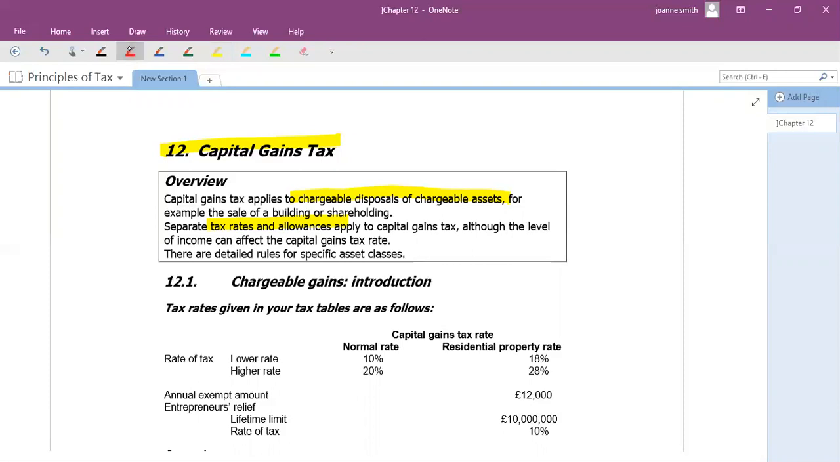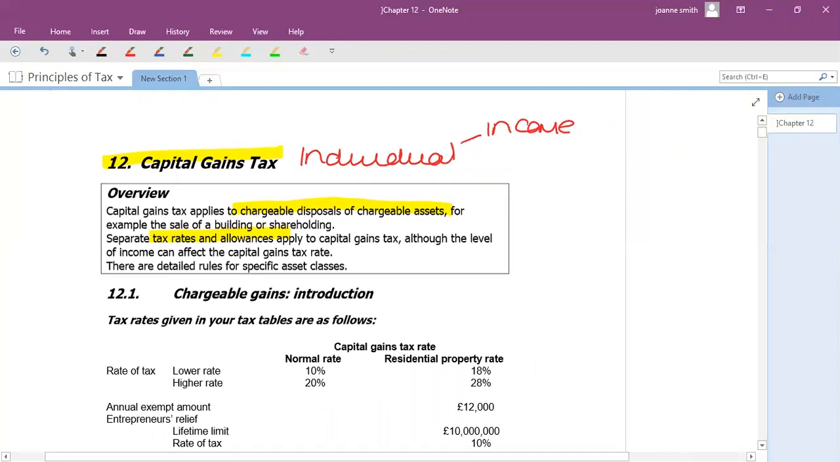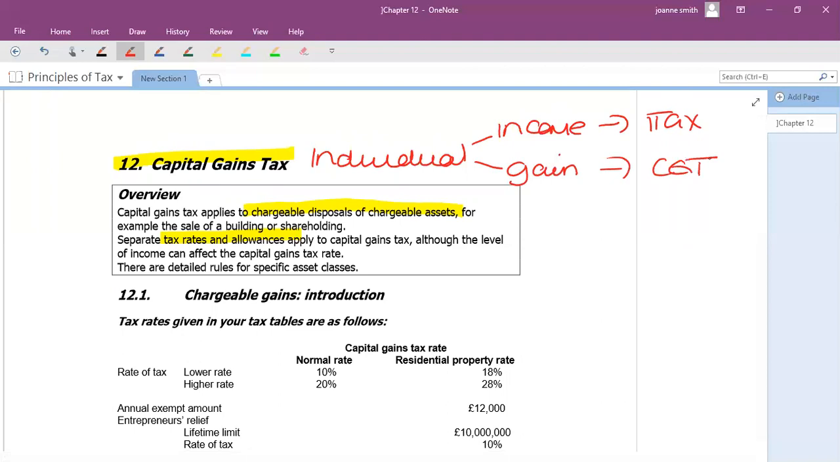Now, what I want you to think about is that with capital gains tax, it arises when you have an individual. So an individual can have income, which we looked at in the first booklet, like employment income, profits, interest, dividends, etc. And all of this will be subject to income tax. But if an individual makes a gain, i.e. they sell an asset at a profit, then they will pay capital gains tax. And that's what we're focusing on in this chapter. Individuals that sell assets, make a profit, what tax should they pay?